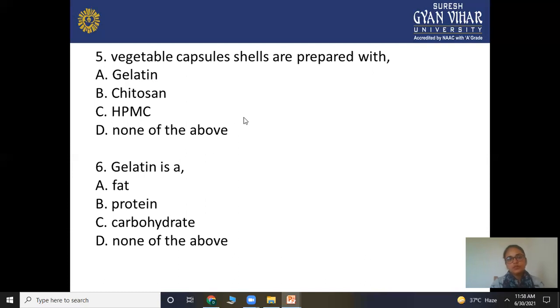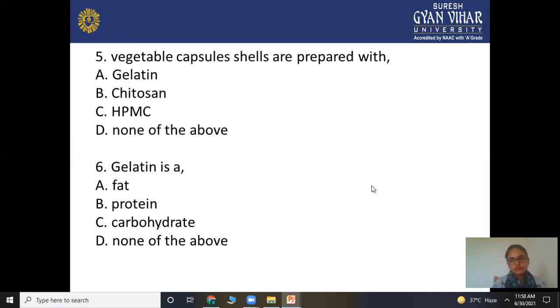And the vegetable capsule shell, which material is used? Option A is gelatin, option B is chitosan, option C is HPMC, that is hydroxypropyl methyl cellulose, and option D is none of the above. There is no correct option among A, B, C, none of the above. So out of these, you can select any one correct answer.